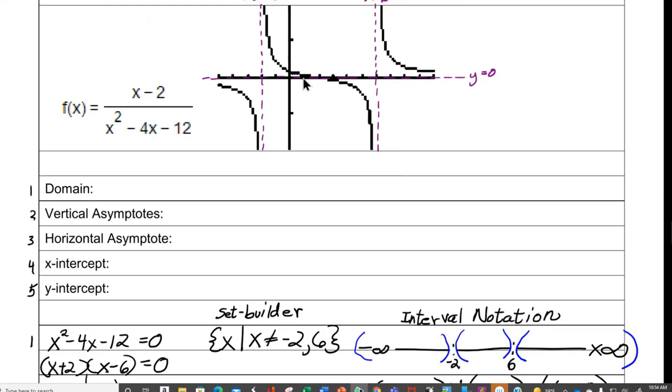Because what the horizontal line does is it tells you the tendency of the graph as x gets close to positive infinity and as x gets close to negative infinity. Really, I should draw it the other way. But you don't see it that way.